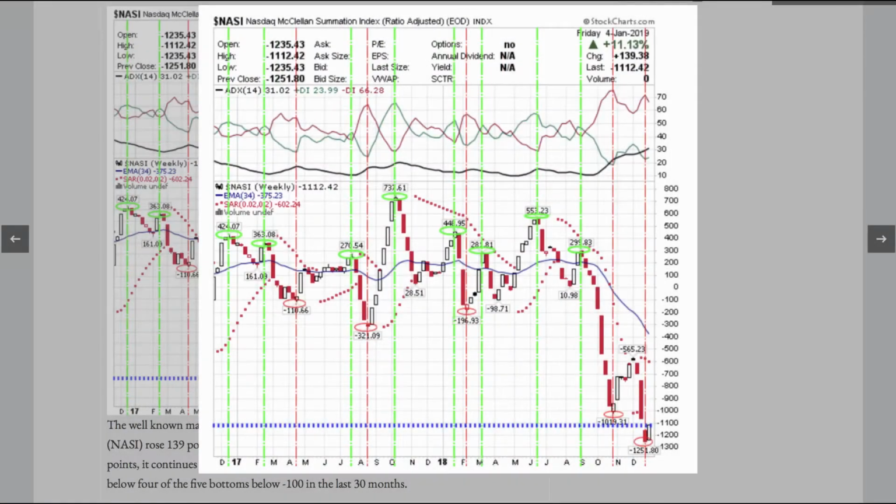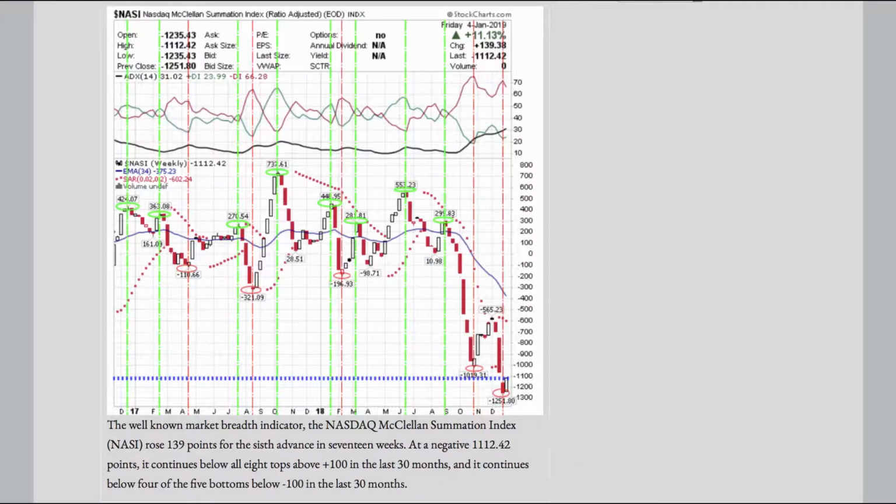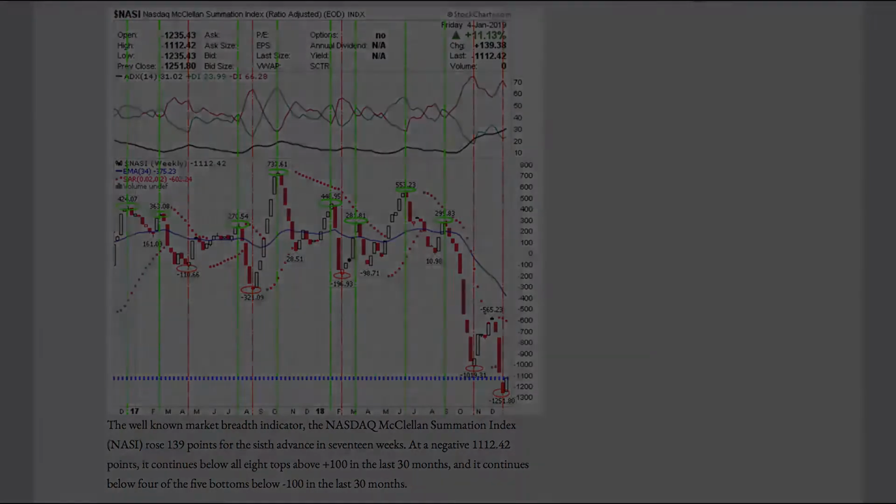The well-known market breadth indicator, the Nasdaq McClellan Summation Index, rose 139 points for the sixth advance in 17 weeks. At a negative 1,112.42 points, it continues below all 8 tops above plus 100 in the last 30 months, and it continues below 4 of the 5 bottoms below minus 100 in the last 30 months.